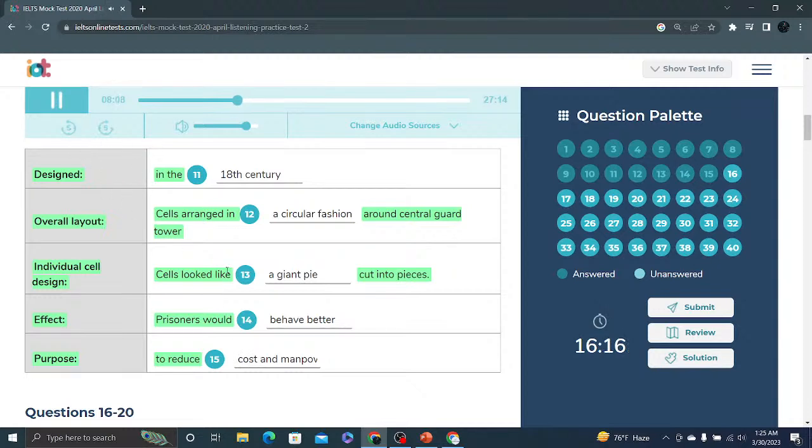So clever was the fact that only one guard was needed to watch all the prisoners. As a result, fewer guards were needed, reducing cost and manpower. It also had the effect of making prisoners behave better.